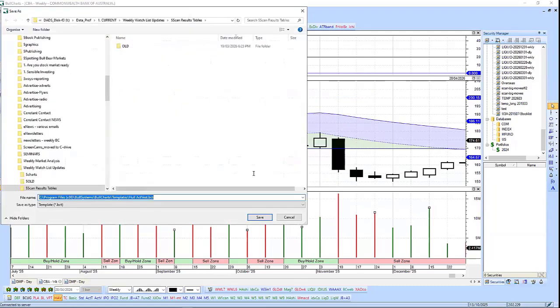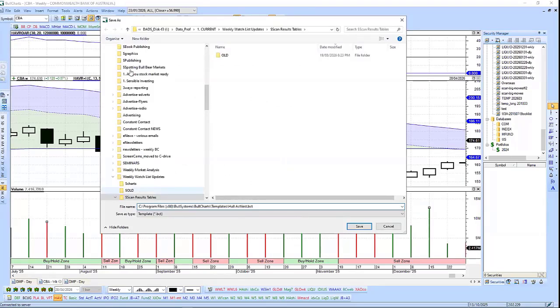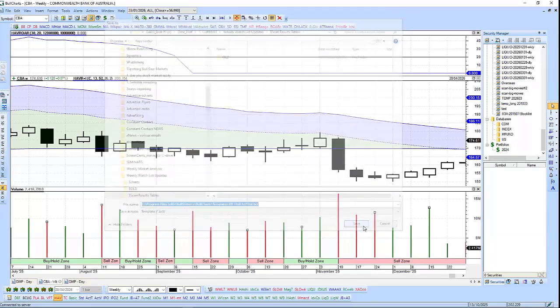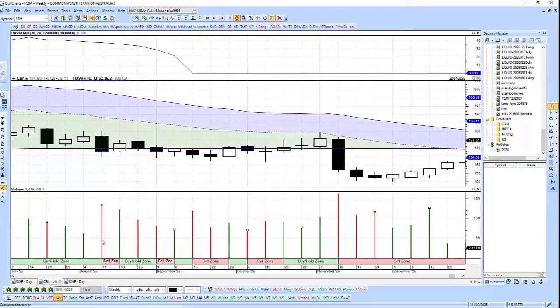Now, I've got to make sure that it goes into the templates folder. Don't have a look at the particular folder structure on the left. Have a look at this name down the bottom, file name. If that's in the templates folder, that's okay. Now let's call it RB's version of Whole Act Vest. So I've saved that and I can add that to my toolbar.